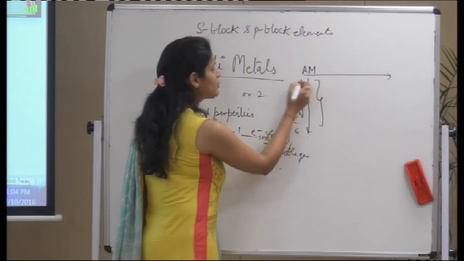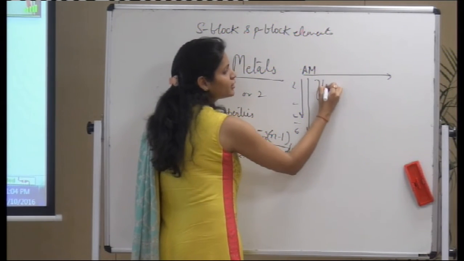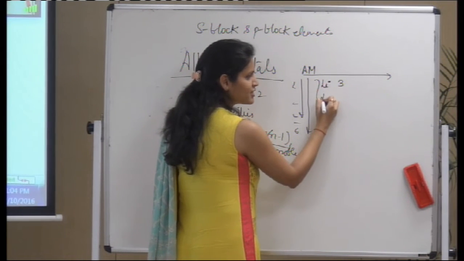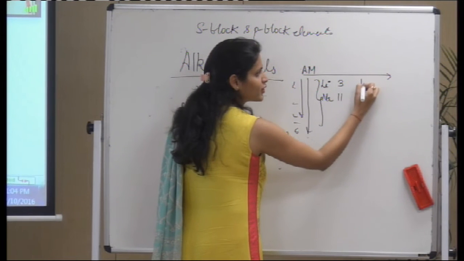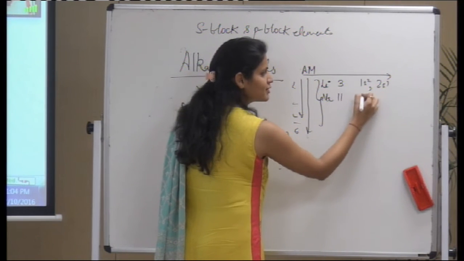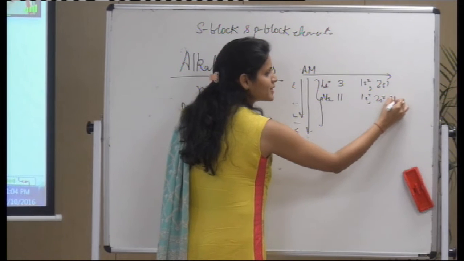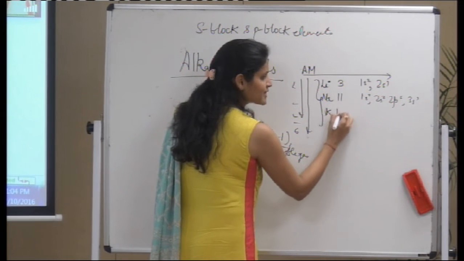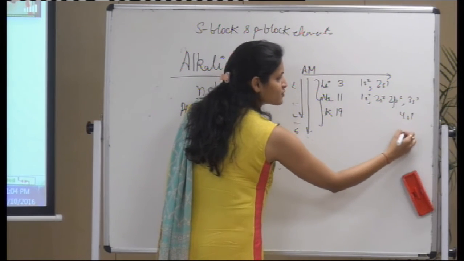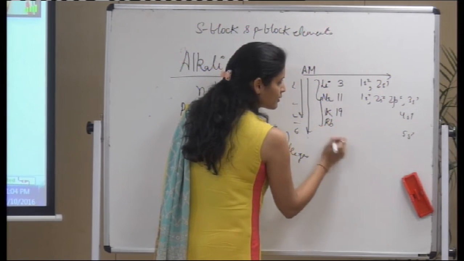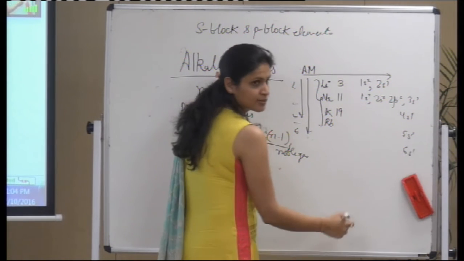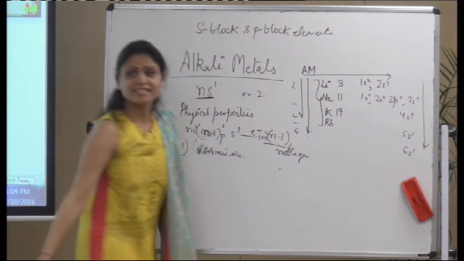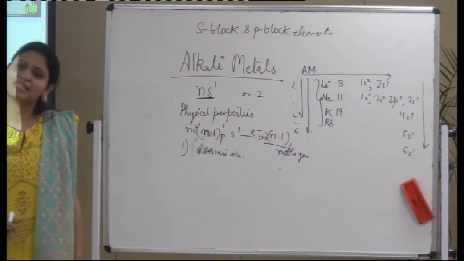What is the atomic number for lithium? 3. Next, sodium, it is 11. What is the electronic configuration? 1s2 2s1. This is 1s2 2s2 2p6 3s1. Then this is potassium, 19. Again this is 4s1, 5s1 and this is 6s1, right? On going down the group, the atomic size increases due to addition of an extra shell each time, okay?